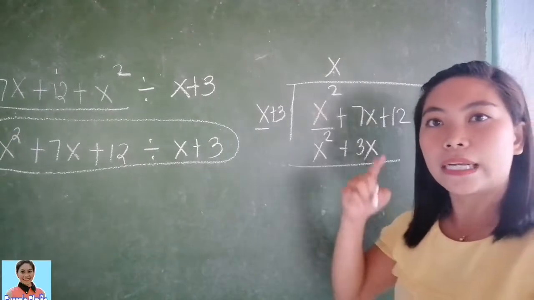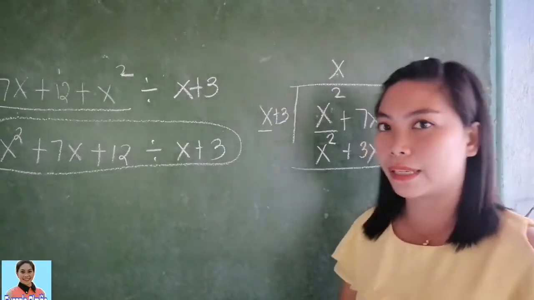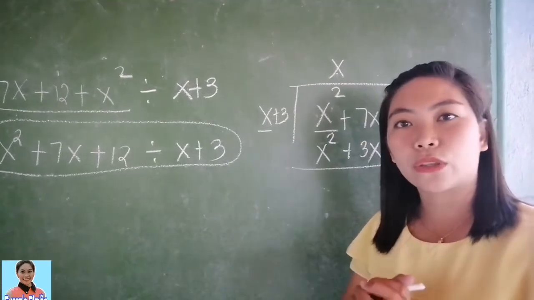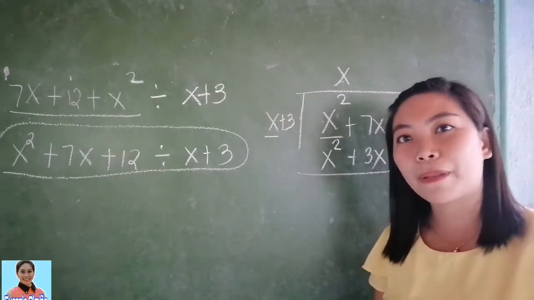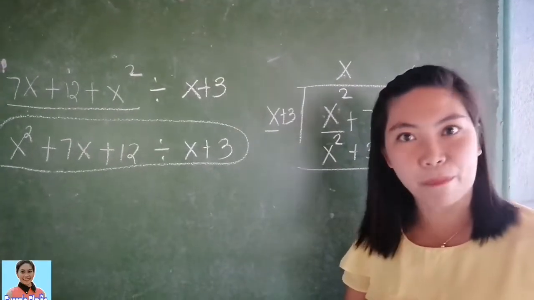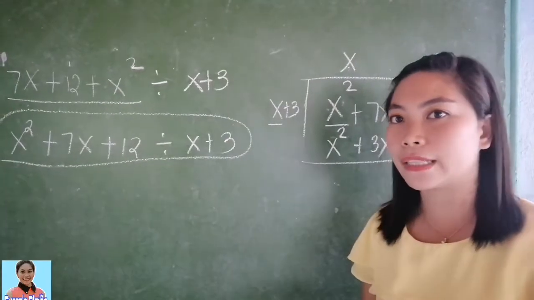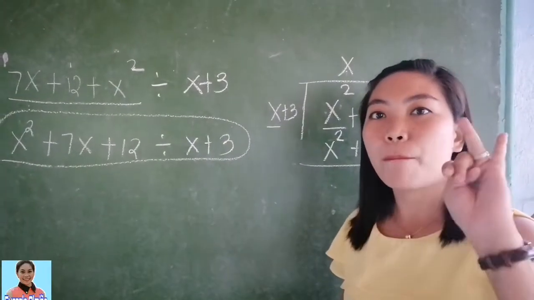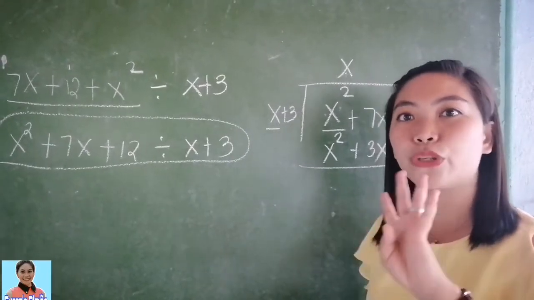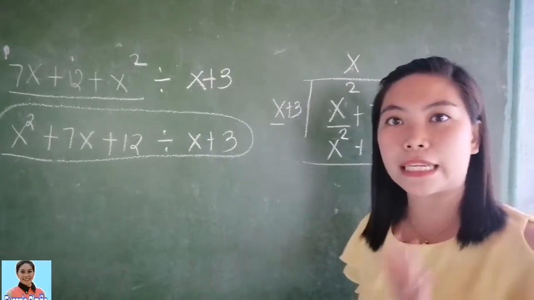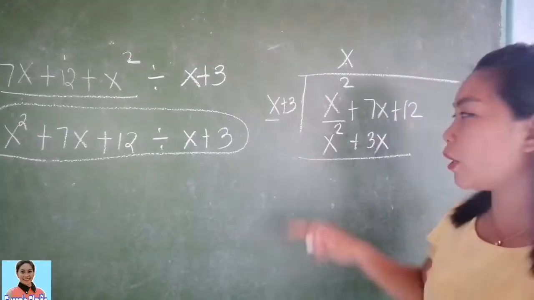Always remember the rules in dividing numbers way back in our elementary days. In dividing, what are the steps? We have to divide, multiply, subtract, bring down. Yan lang pong apat ang kailangan nating tandaan. Again po, ulitin ko, we have to divide, multiply, subtract, bring down. Yan po yung 4 steps in dividing numbers. So, ganun din po yung gagawin natin in dividing polynomials.